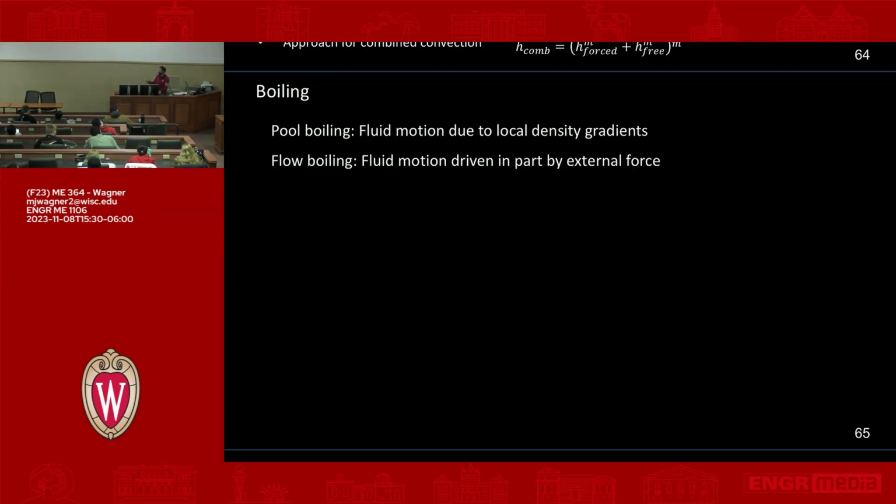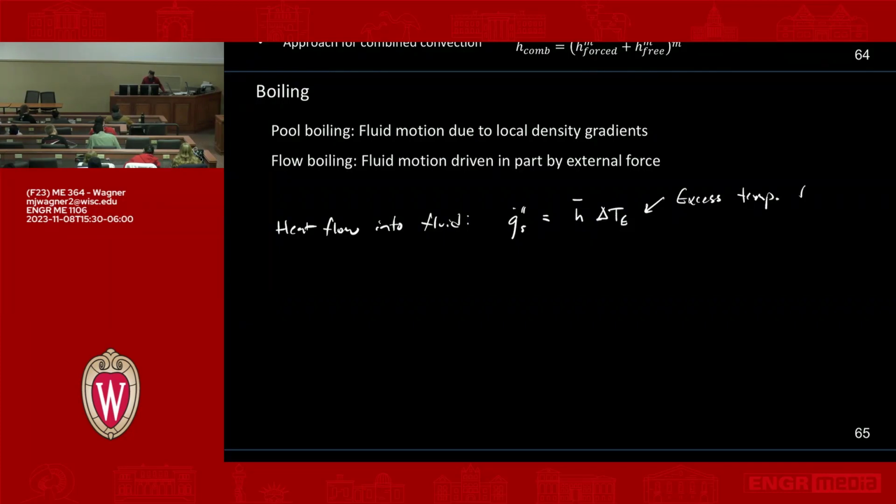The other thing that's a little bit different about boiling is usually we talk about this heat flux or heat flow. So let's say heat flow into the fluid. This is defined usually as q dot double prime, same as before, at the surface, s, is equal to h bar times delta T sub e. Okay, so this is a little different. Delta T sub e is something called the excess temperature difference. And this is defined as delta T e is equal to Ts minus T sat.